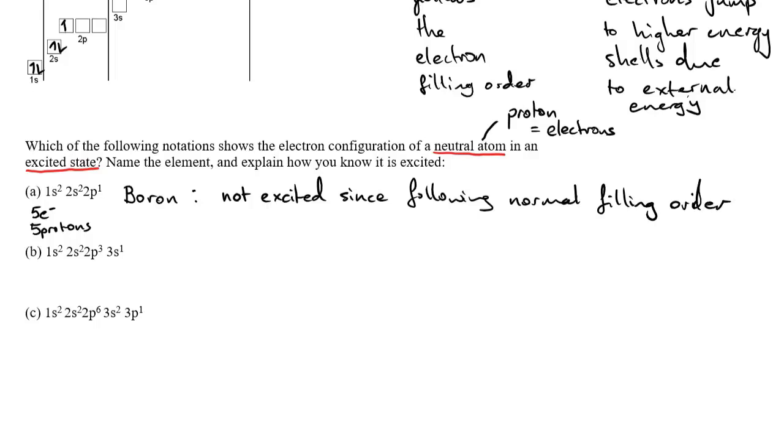Okay, so next one, let's have a look at B. Now, you can again figure this out. Maybe we'll start off with the electron number. So 2, 4, 7, 8. So this has 8 electrons. Okay, so that means it has 8 protons.